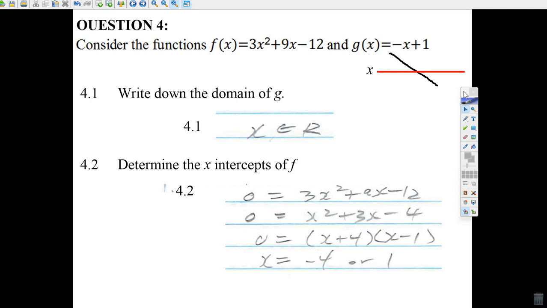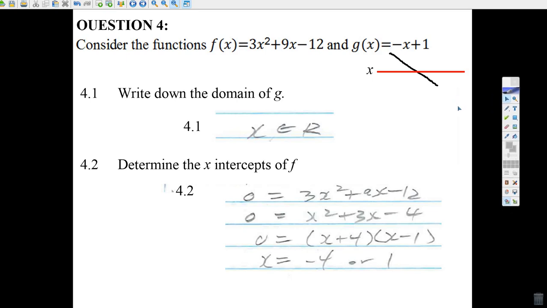Okay, this is the parabola question of our Term 3 test of grade 11. Let's just take a look at it. There's a parabola and a line. Here's the graph of the parabola. f of x is 3x squared plus 9x minus 12, but the graph of the line is g of x is equal to minus x plus 1.